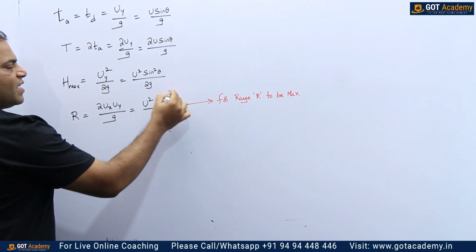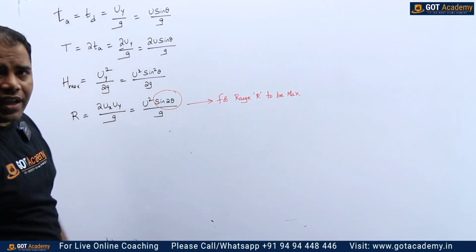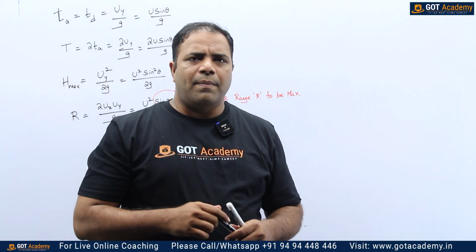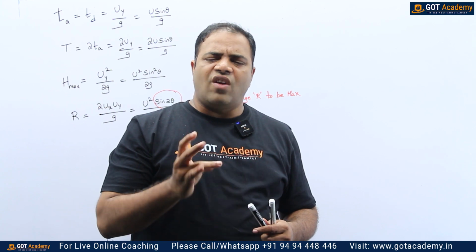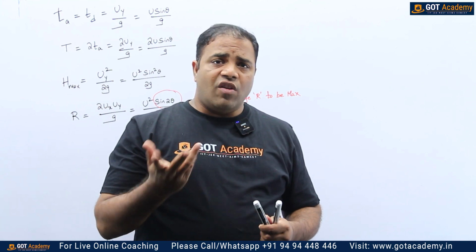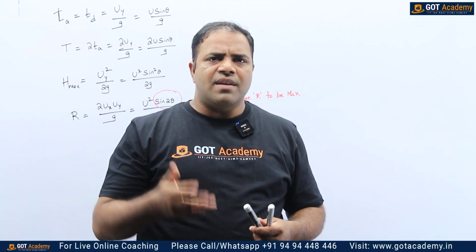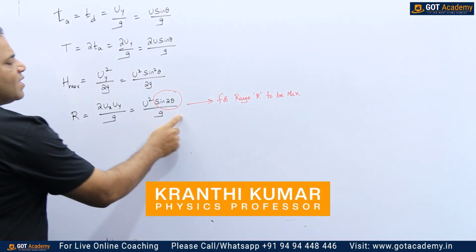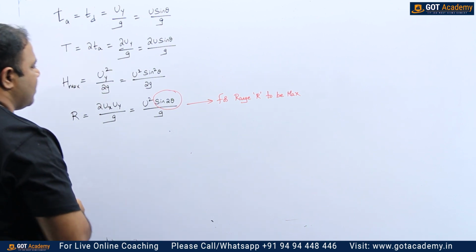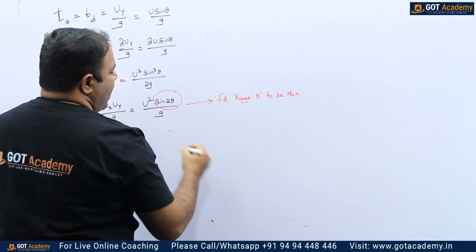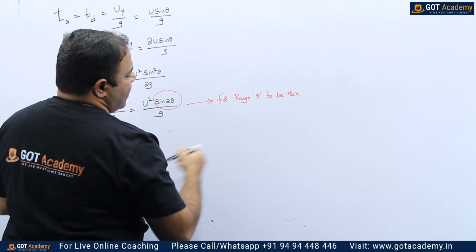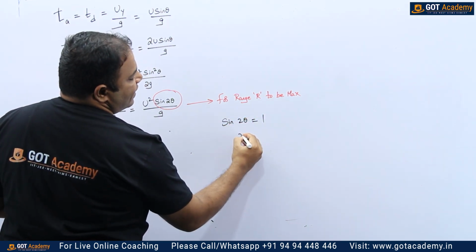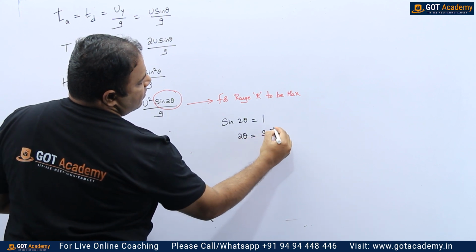If this trigonometric function is equal to 1, then automatically the range will be maximum. Wherever you want, you can apply. If you have any trigonometric function, sine, cos, tan, if that is equal to 1, it is maximum, because for a trigonometric function, the maximum value is 1. So if this sin 2 theta is 1, then automatically the range is said to be maximum. So for range R to be maximum, sin 2 theta must be equal to 1. So sin is going to the other side, that is sin inverse of 1.